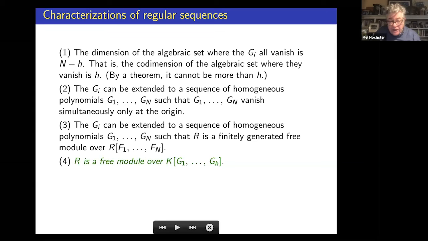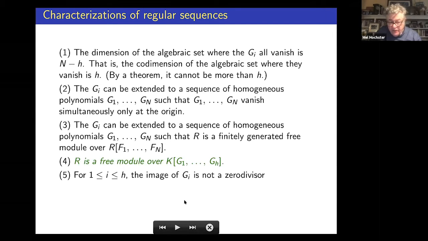And the fourth condition is, so here notice not only are these G's, so to speak, there are n of them, but R is a finitely generated free module over this smaller polynomial ring they generate. And that turns out to imply that R is a free module over the original K of G1 through Gh. So as a module over the smaller ring, it's just a direct sum of many copies of it.